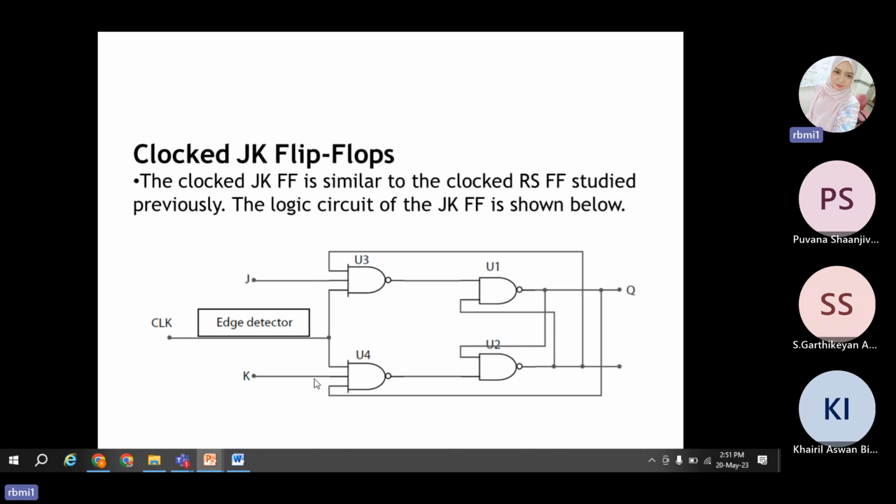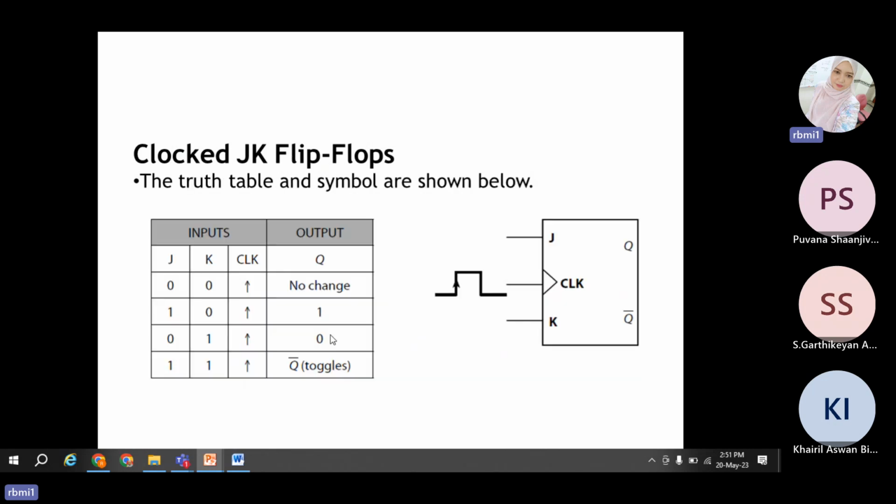Okay, the difference between RS and JK is the way we store and manipulate the data. Meaning that over here. And this is the construction of the logic gates. The difference between the RS and the clock JK. This is the truth table. Clock JK is more versatile and flexible than RS. RS is simpler and more straightforward.